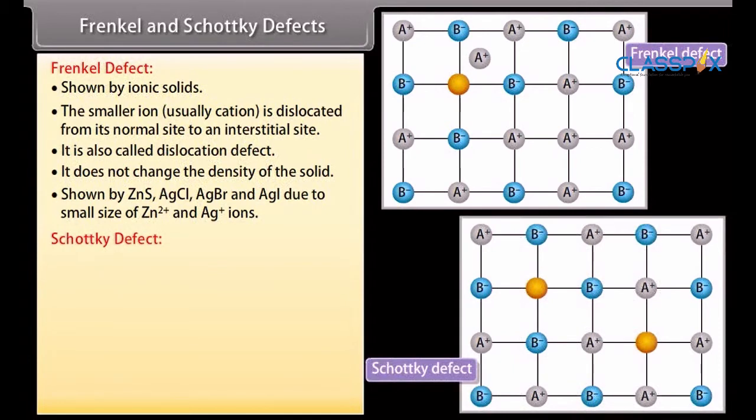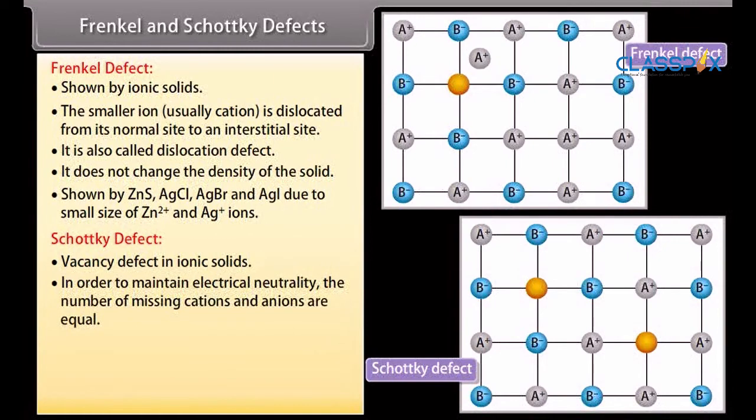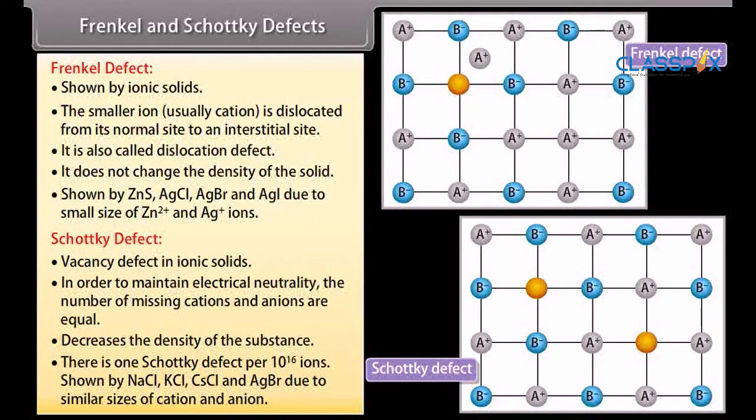Schottky defect, a vacancy defect in ionic solids. In order to maintain electrical neutrality, the number of missing cations and anions are equal. Decreases the density of the substance. There is one Schottky defect per 10¹⁶ ions, shown by NaCl, KCl, CsCl and AgBr due to similar sizes of cation and anion.